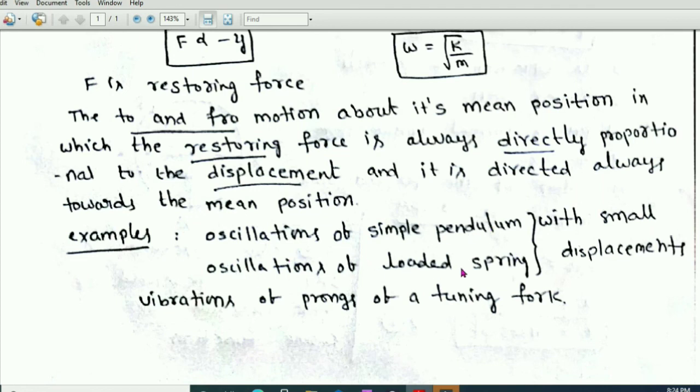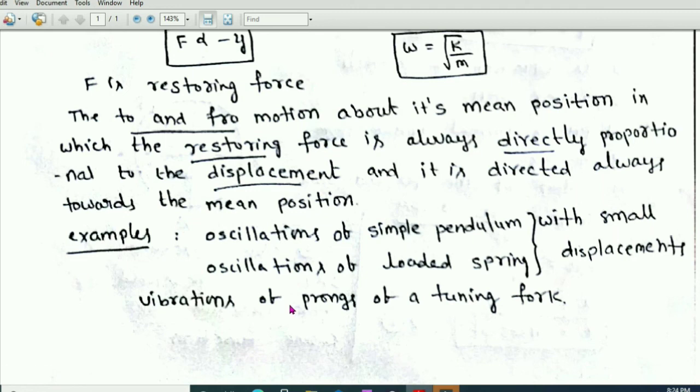Similarly, the oscillations of a loaded spring. Whenever a spring is loaded with some mass and it is pulled down and released, the load makes vertical oscillations. Those oscillations can also be considered simple harmonic motion if the displacement is small. If the displacement is large, we cannot consider those oscillations to be simple harmonic motion.